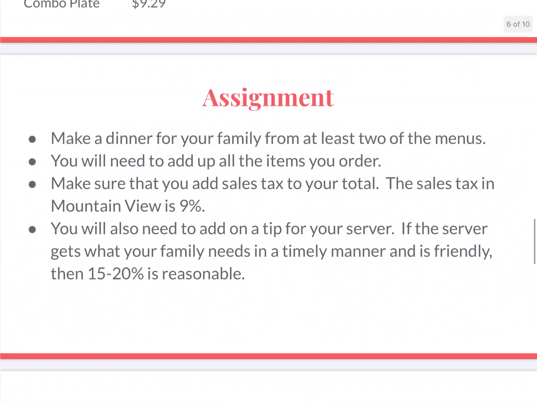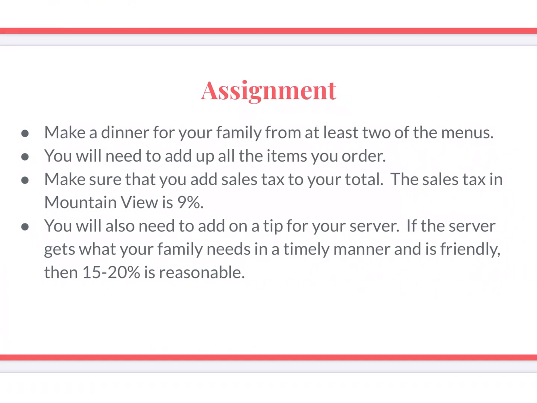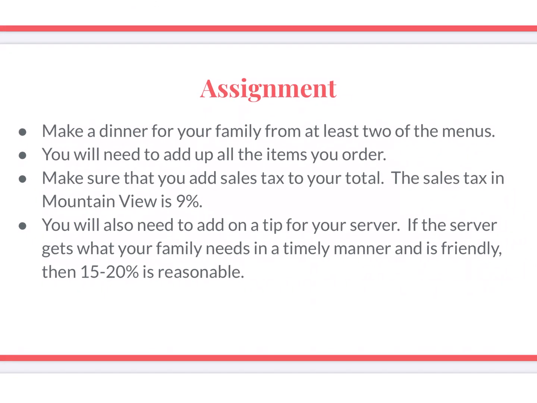Okay, so here's your assignment. Make a dinner for your family from at least 2 of the menus. So you do one menu and then a separate menu, like your family goes out to eat 2 different times, okay? You will need to add up all the items you order. Make sure you add sales tax to your total. The sales tax in Mountain View is 9%. You will also need to add on a tip for your server. If the server gets what your family needs in a timely manner and is friendly, then 15 to 20% is reasonable.